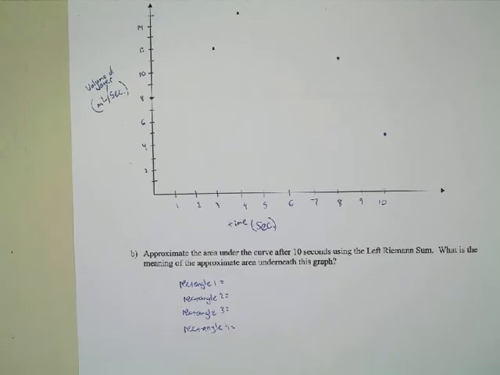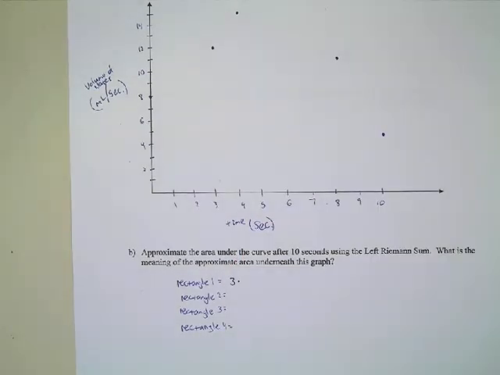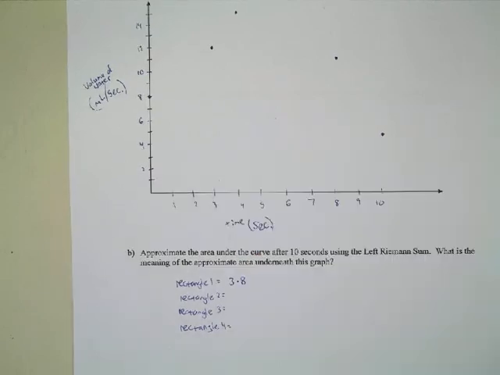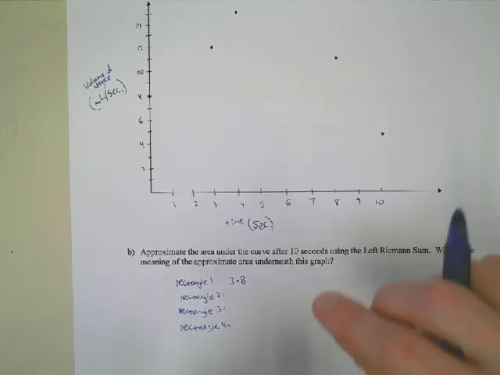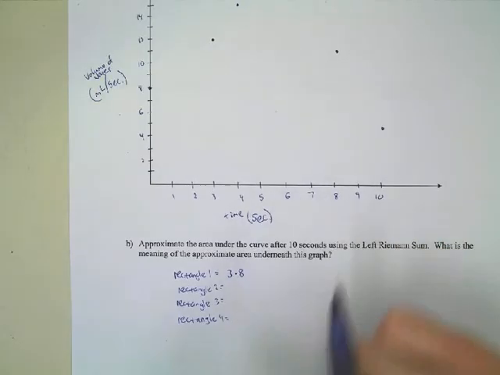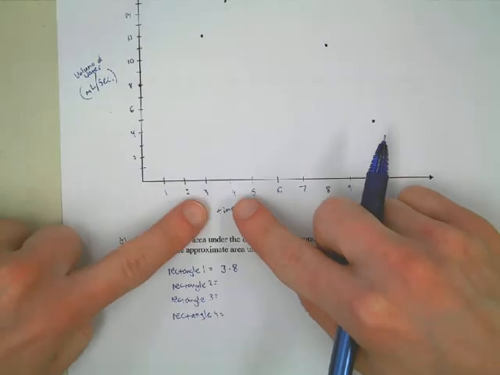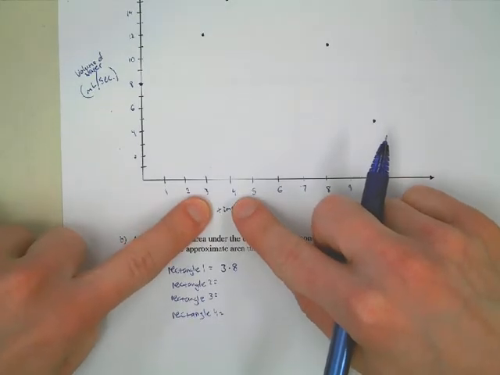Yeah, so this first rectangle width is 3, and then its height, since we're using a left Riemann sum, is 8. For rectangle 2, that's the kind of narrow rectangle here between 3 and 4. Okay, what is its width? The second rectangle, 1. That's right.